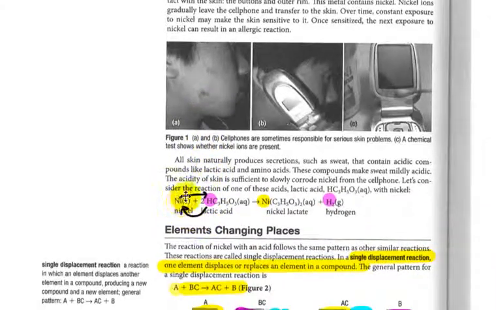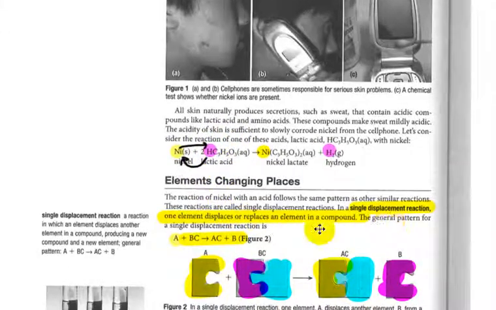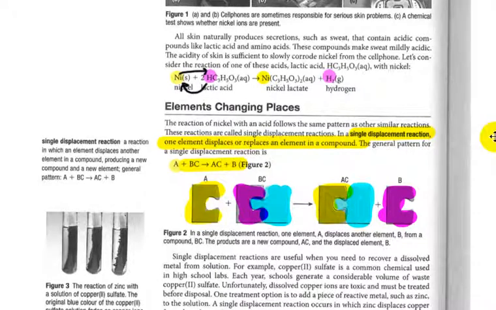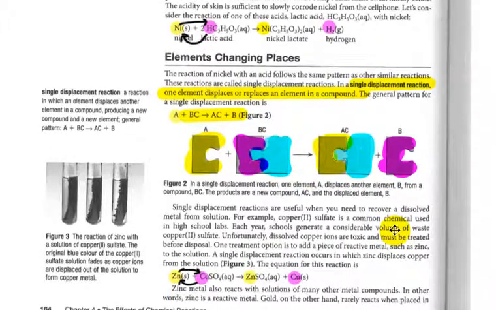A single element displaces another one that's in a compound. So if you take a look, that's the form. A plus BC, and we can see A and B switch places to have B by itself and AC. Or we can think of it as a puzzle piece here. A changes place with B to make this scenario. Okay, so single displacement: a single element replaces another element in a compound.